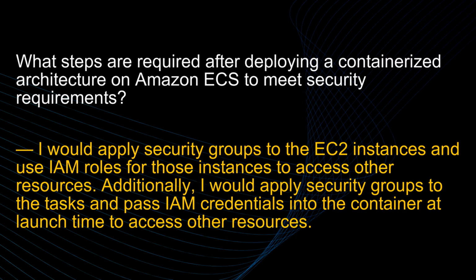What steps are required after deploying a containerized architecture on Amazon ECS to meet security requirements? I would apply security groups to the EC2 instances and use IAM roles for those instances to access other resources. Additionally, I would apply security groups to the tasks and pass IAM credentials into the container at launch time to access other resources.